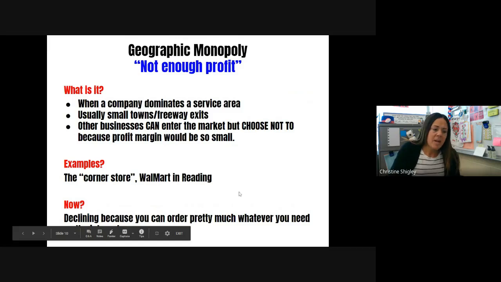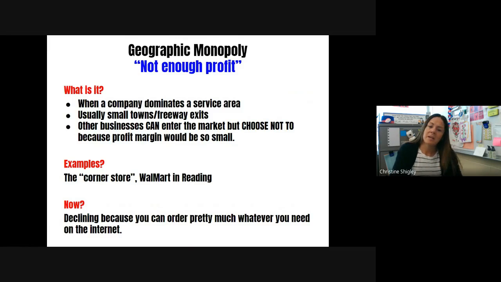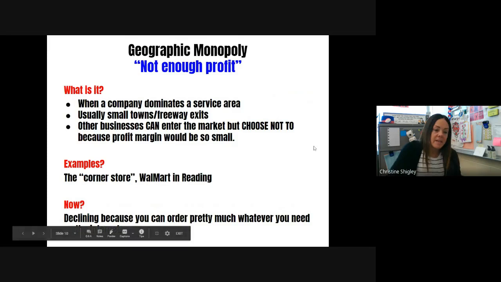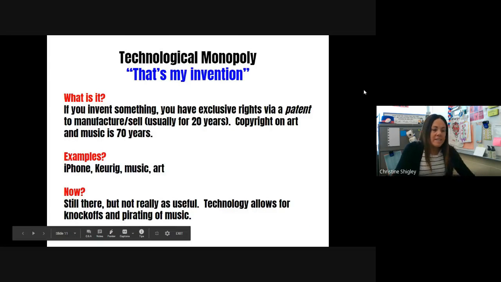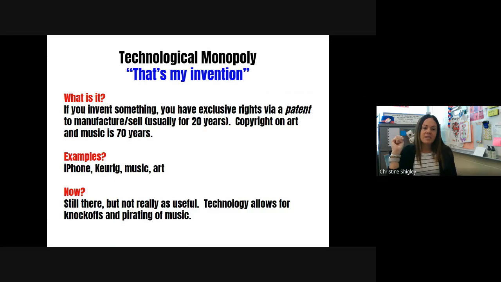The geographic monopolies, for the most part, are declining because you can order whatever you want on the internet, right? So again, if you were in a small town and you only had a couple of options for stuff, you could purchase everything else you need on Amazon or whatever else it is, right? Whatever website you need.